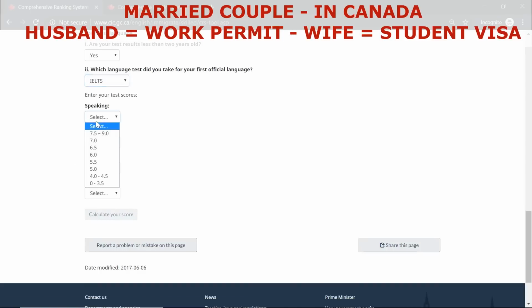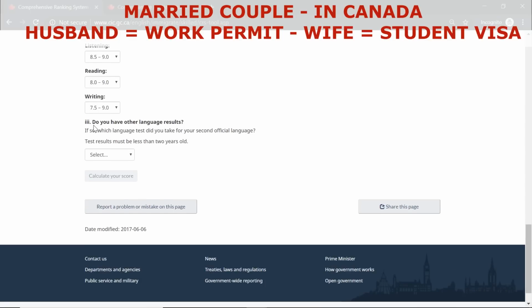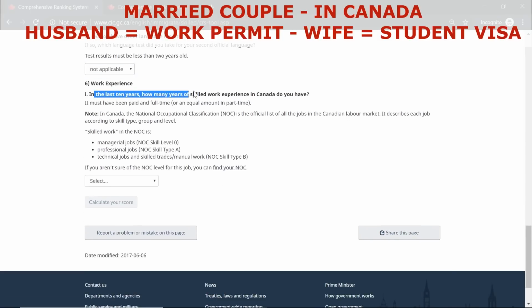IELTS, maximum points. Guys, study for the test. Don't take it for granted because you speak English. I cannot stress that anymore. You're more against the clock than you are about trying to speak or write English. Do you have other language results? No. Work experience. In the last 10 years, how many years of skilled work experience do you have in Canada?